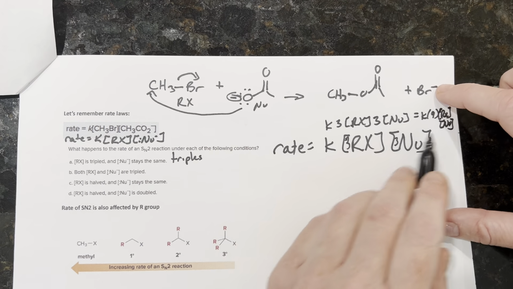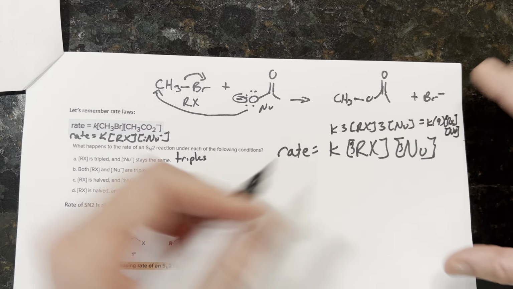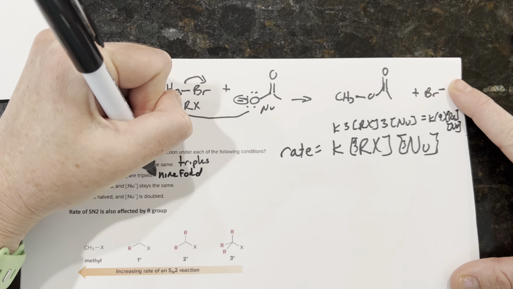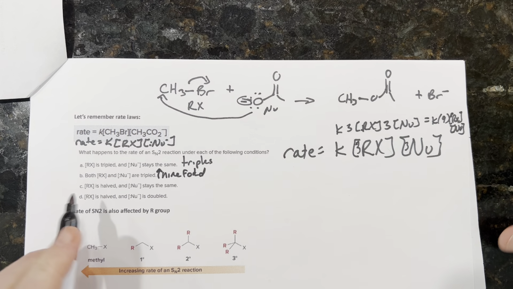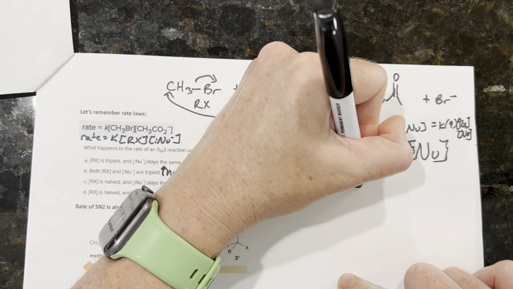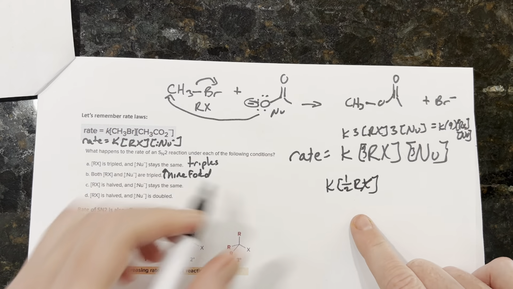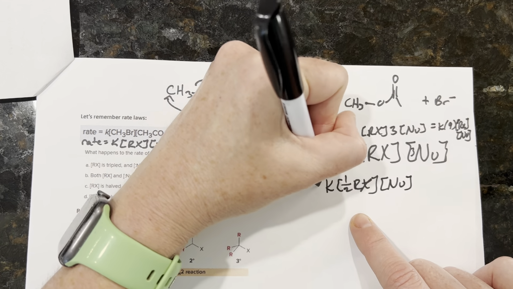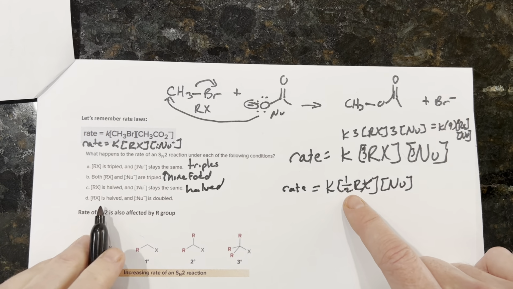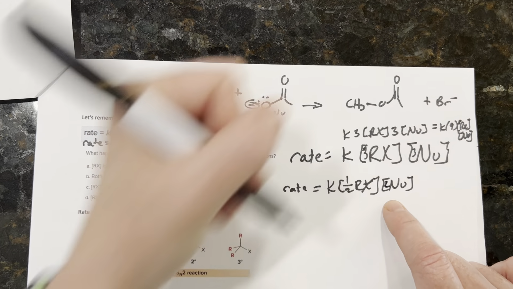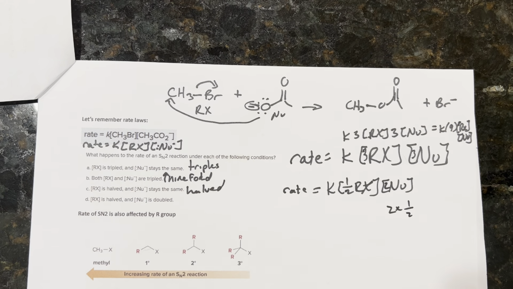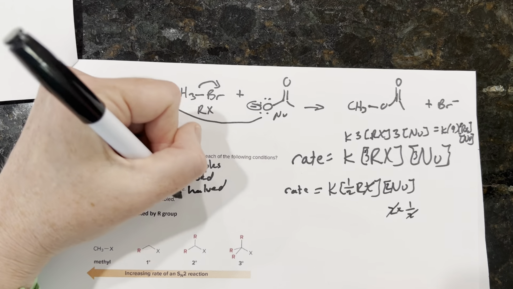Sorry, I definitely ran out of paper there, but essentially these 3's multiply together and it would go up by 9-fold. It would increase by 9 times. All right, if Rx is halved, and Nu stays the same, then rate must be halved. If Rx is halved and Nu is doubled, then we have a 2 times a 1/2, which would just cancel and be 1, so it would just stay the same.